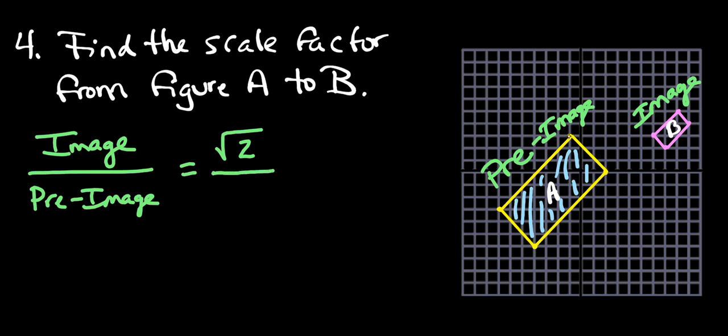Take a look at this one. We're counting 3 and over 3. So 3 squared plus 3 squared will give you square root of 18.